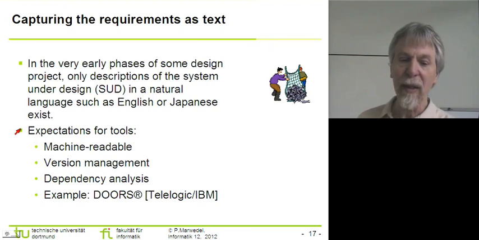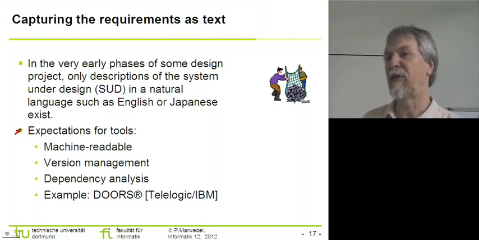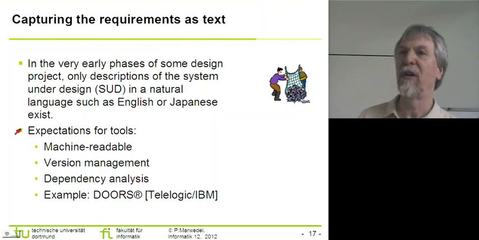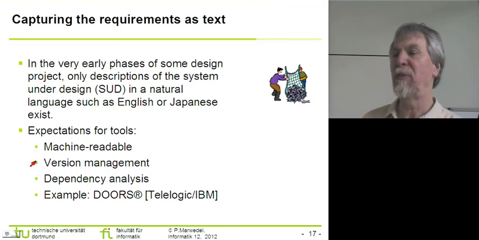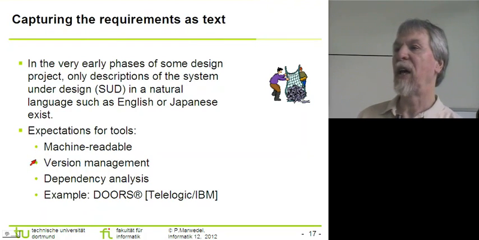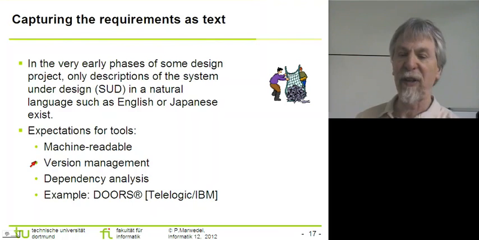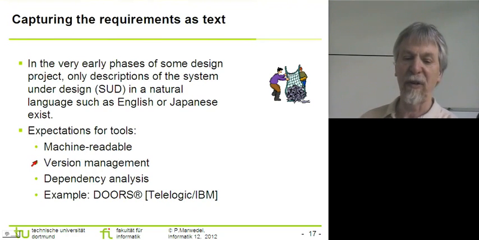Even though we are just using text, we can nevertheless have some support by some kind of design system, some kind of user interface to a computer. There we could be using a tool that is processing machine-readable specifications. It would be nice to have version management so that we can input the new requirements and then possibly backtrack to some earlier requirements in case we realize that the new requirements are leading us into the wrong direction.